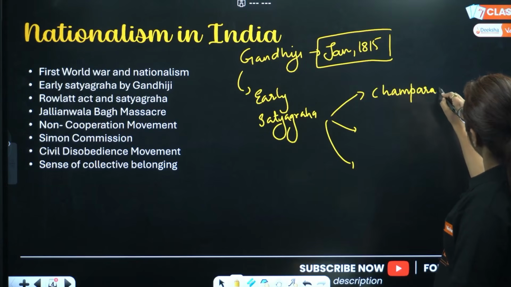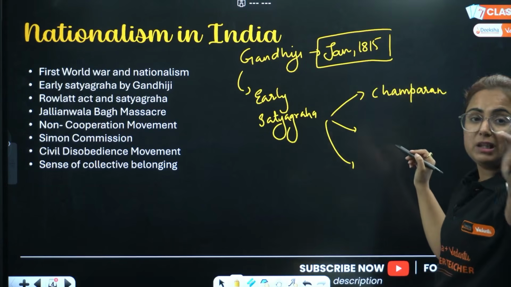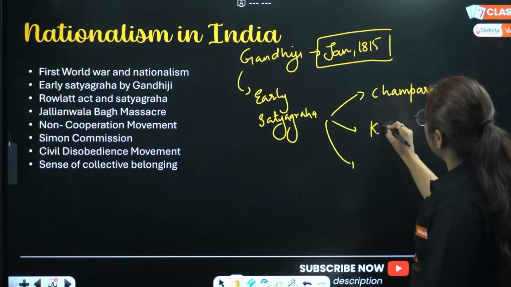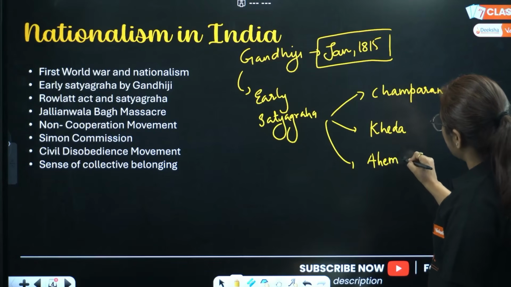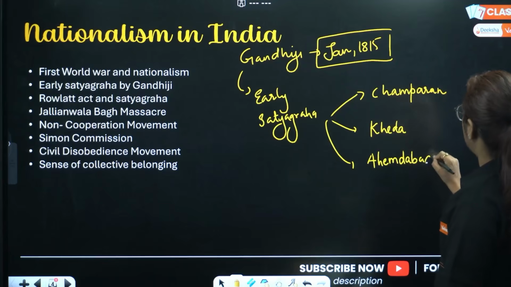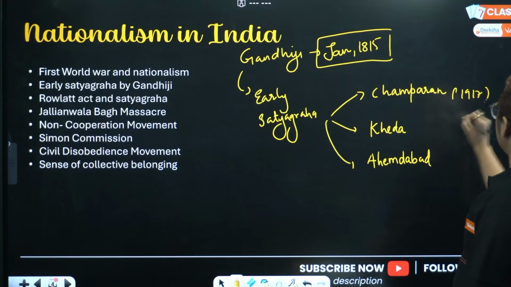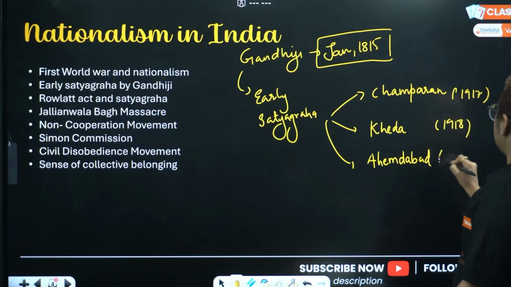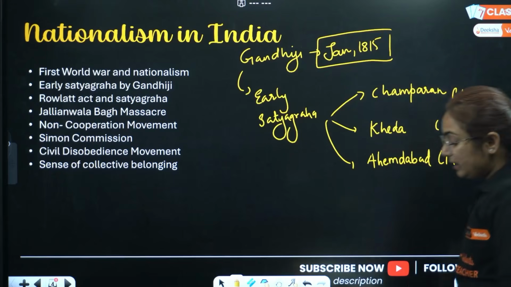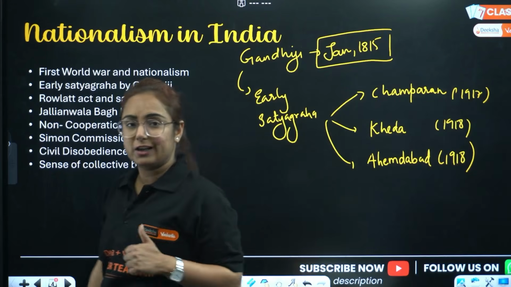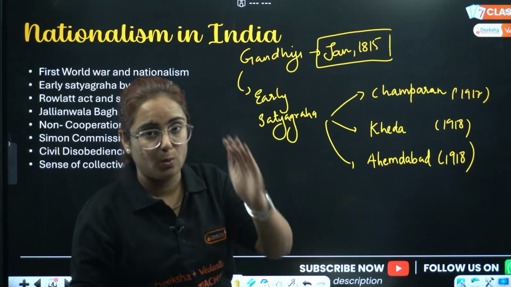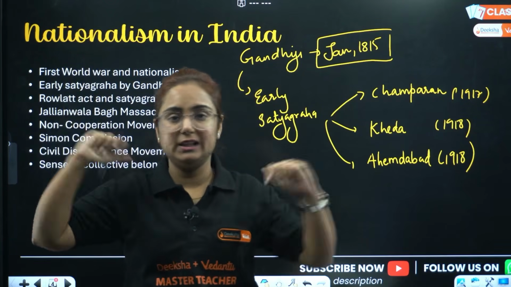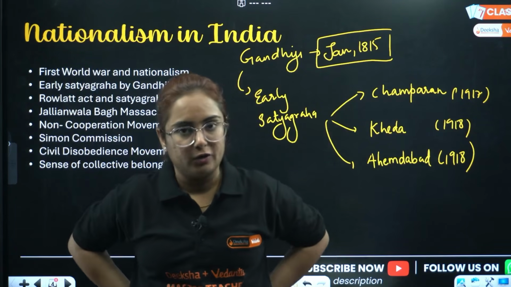Where is Champaran, my dear students? Right now tell me in the comment section. Then we know about Kheda, and then we know about Ahmedabad, 1917, 1918. What happened in Champaran? Why was the satyagraha organized? Because there was forceful indigo plantation. The workers asked Gandhiji for help and satyagraha was organized.